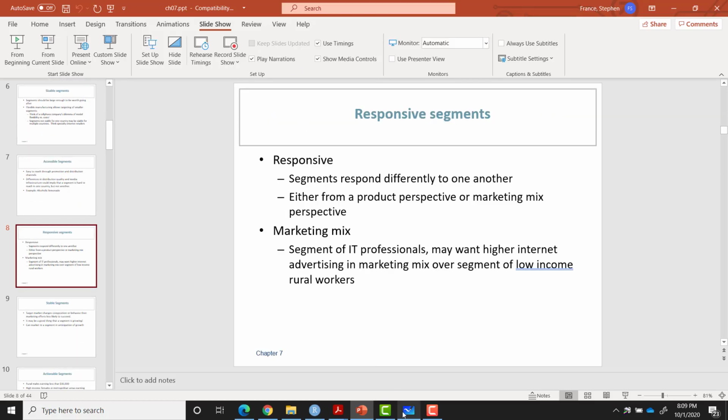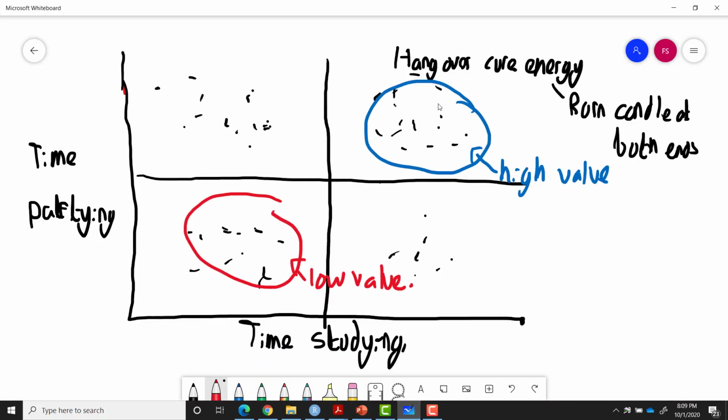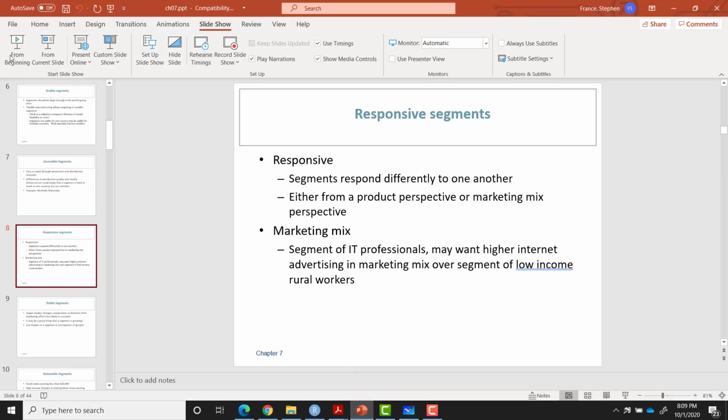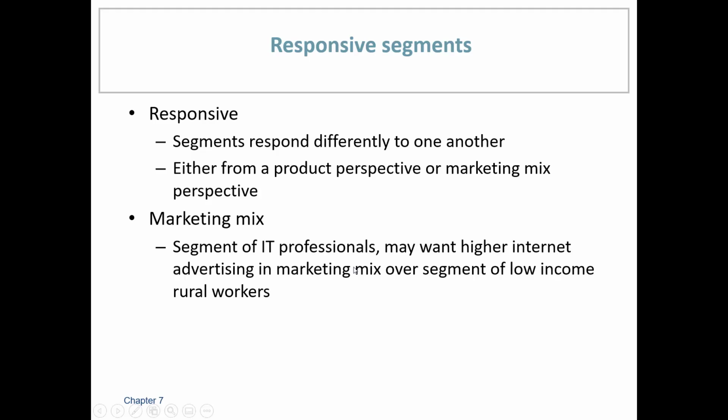And the segment should be responsive. So going back to my little example here, if I do a promotion for this energy drink, I would expect maybe 5 times as many people in this segment to respond positively than in this segment. If there's no difference in responses to my promotion between what I expect to be really low and what I expect to be really high, then my segmentation is probably useless. So my segment needs to be responsive.